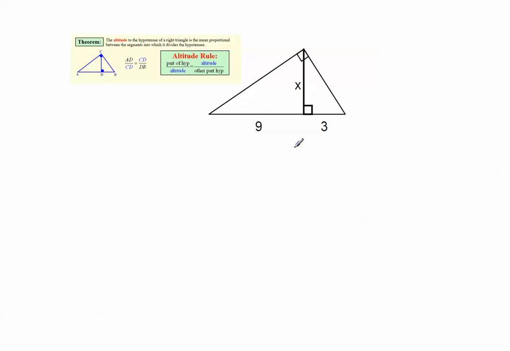We're going to use the altitude rule first. Basically, we're given an altitude or we're going to find an altitude or the altitude's playing some way in this game. So we're going to have part of the hypotenuse. Now remember, this is my hypotenuse right here. I'm going to have part of it. I'm going to take the 9 and go ahead and put it over the x.